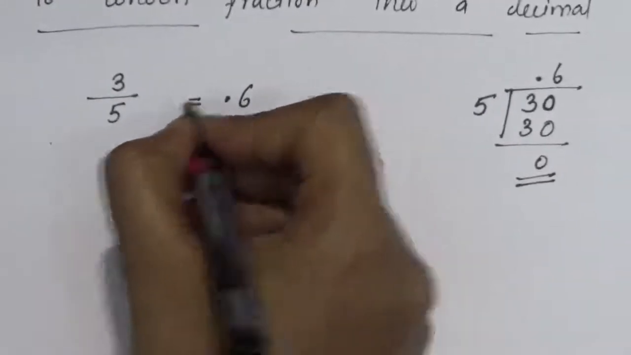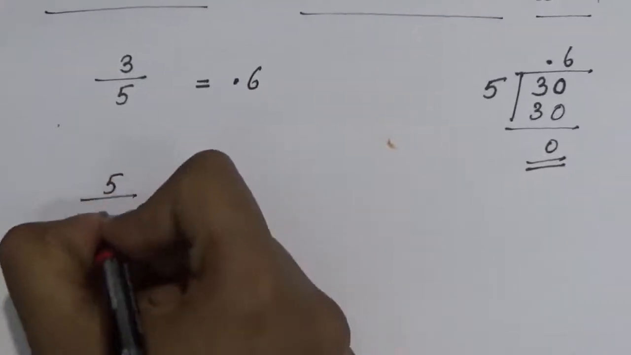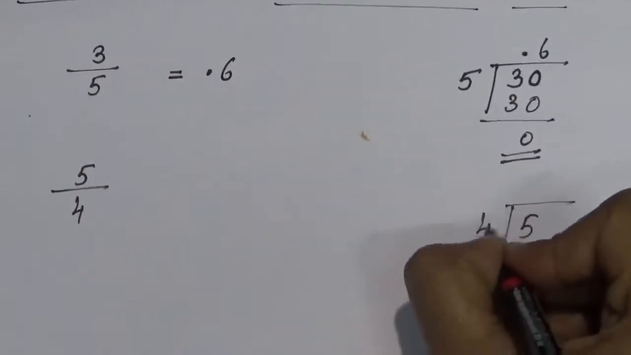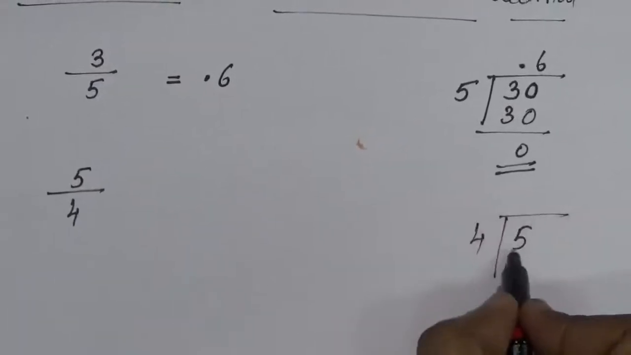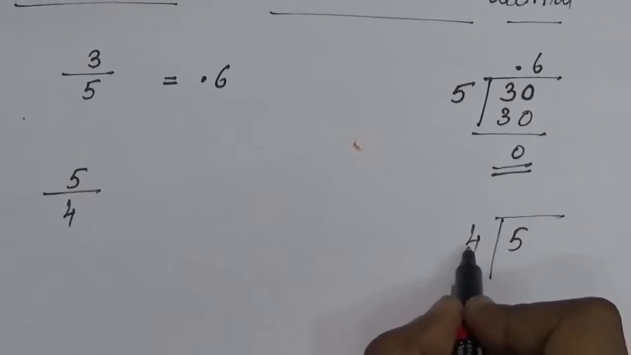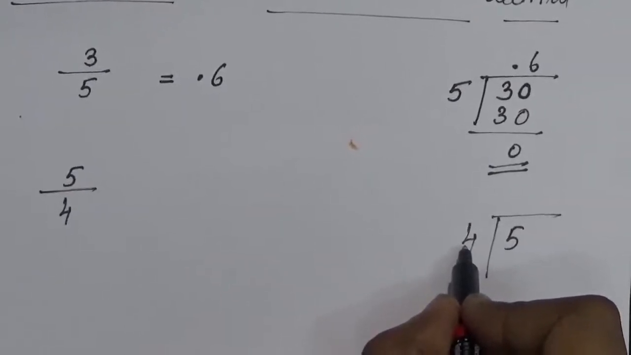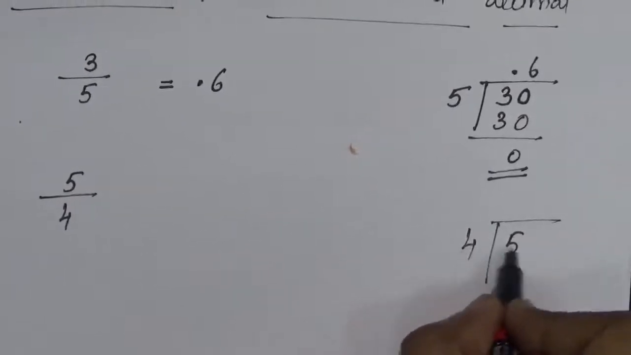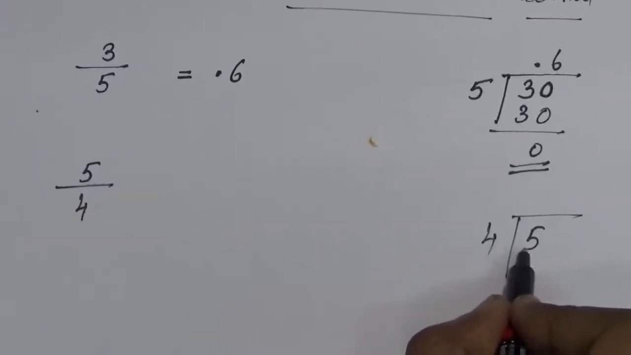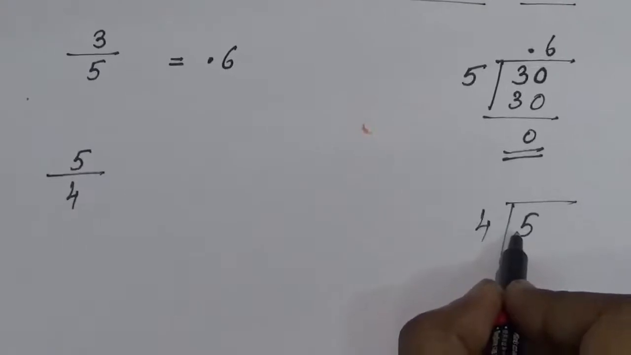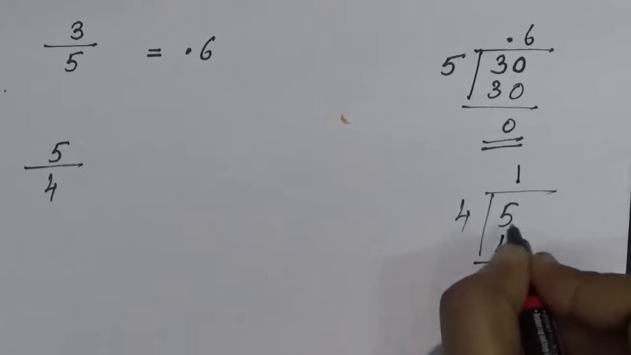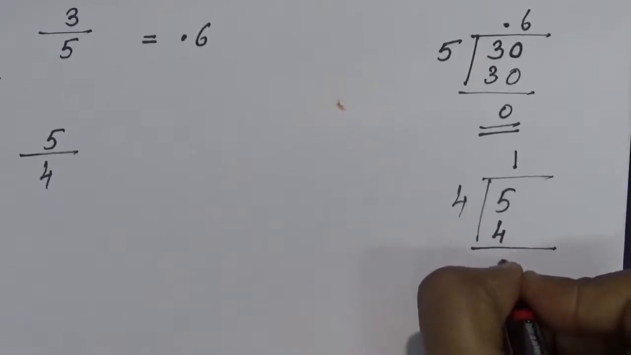Next fraction is 5 by 4. So let's divide 5 by 4. The dividend is 5 and the divisor is 4. The dividend is greater than the divisor. So we find the multiple of 4 which is closest to this 5. It is 4. So 1 4 is 4. Now 5 minus 4 is 1. The remainder is not 0.